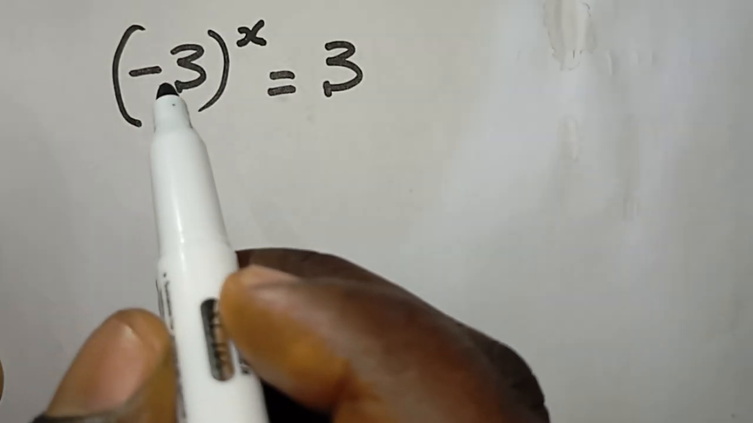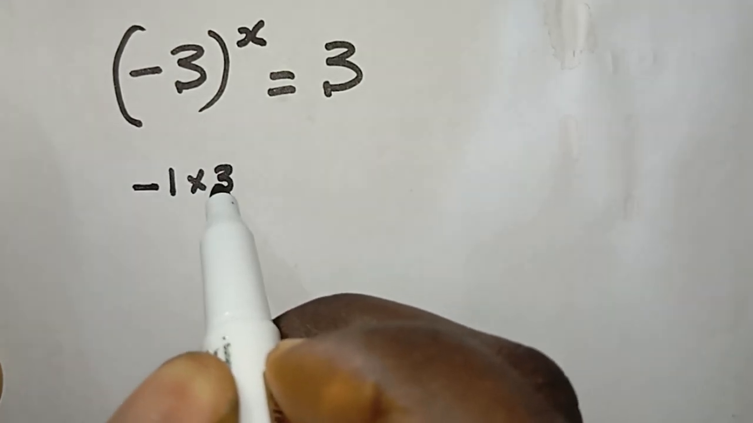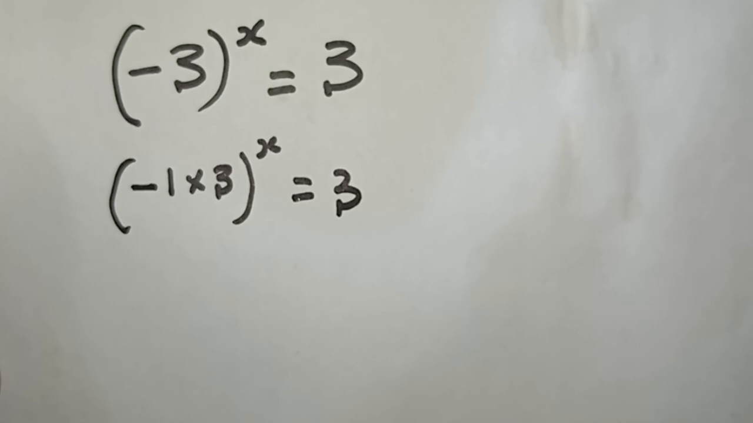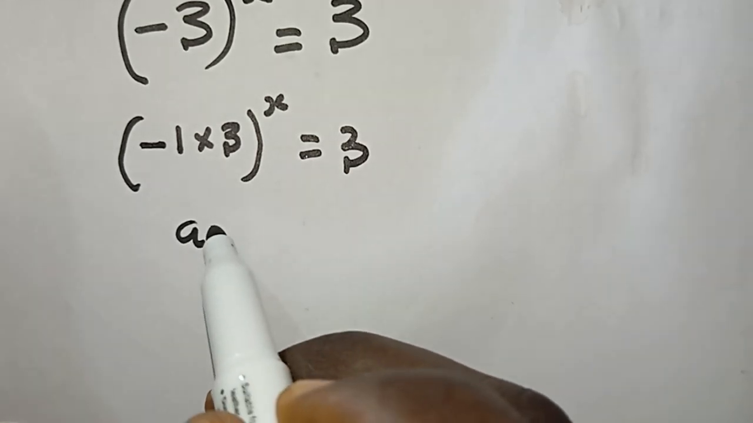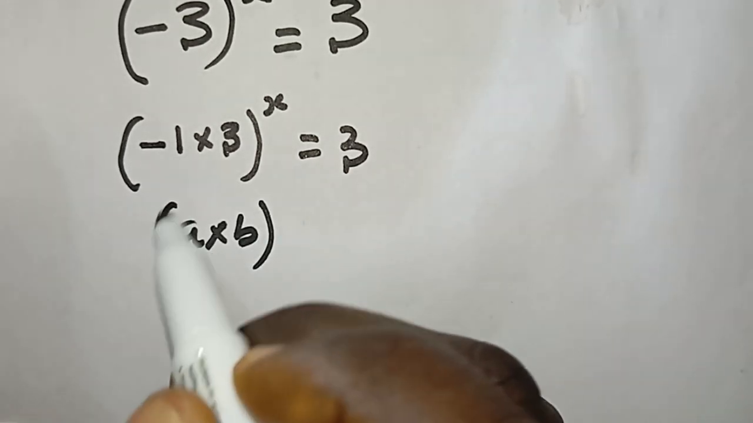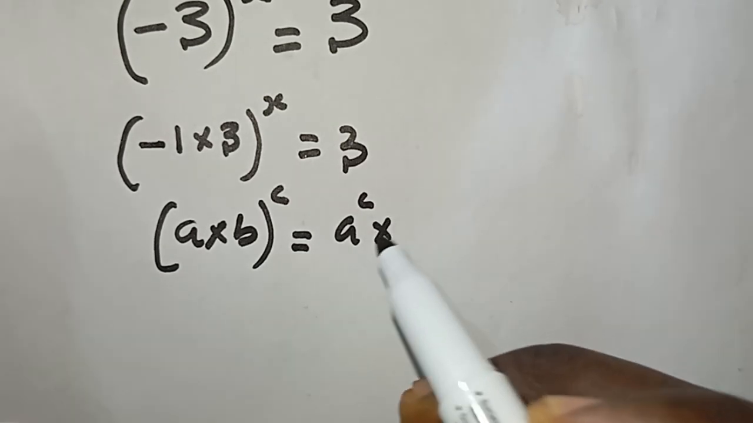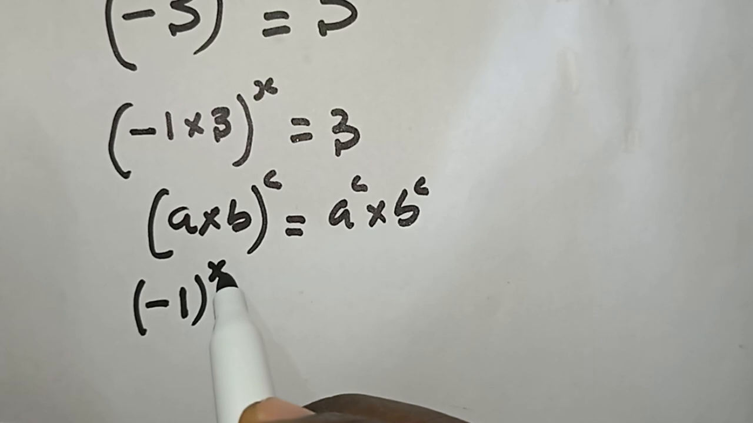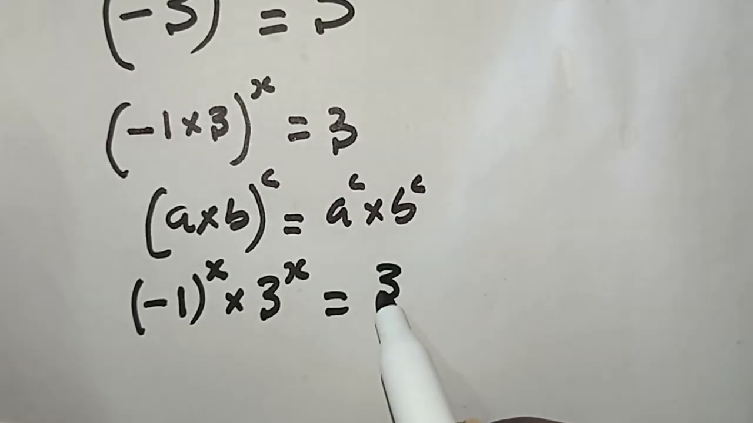So what I'm going to do is first rewrite this -3 as -1 multiplied by 3. This is really important so that we can make some important substitutions, and then proceed with the solving. Now I'm going to apply another rule of indices: if you have (a times b) all raised to power c, you can expand this as a^c multiplied by b^c. Applying this rule, I expand this to (-1)^x multiplied by 3^x, and this will still be equal to 3.